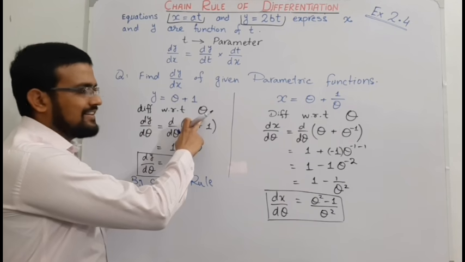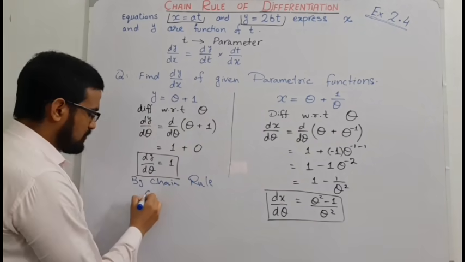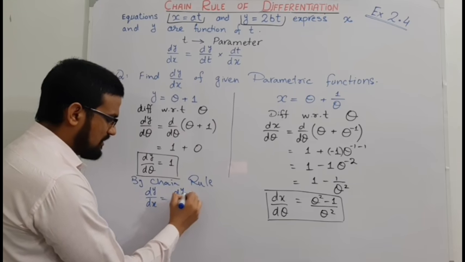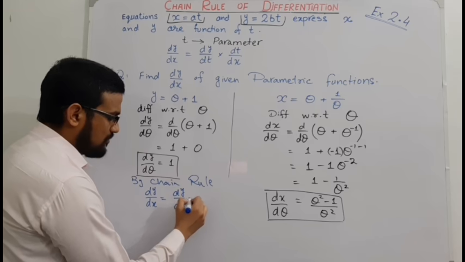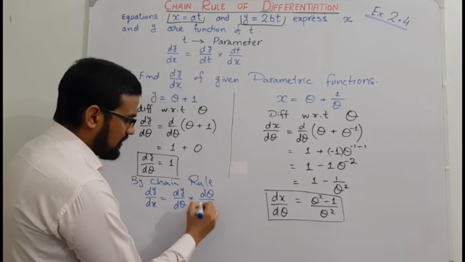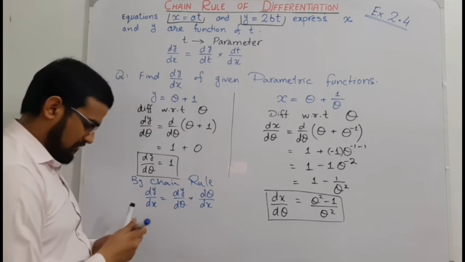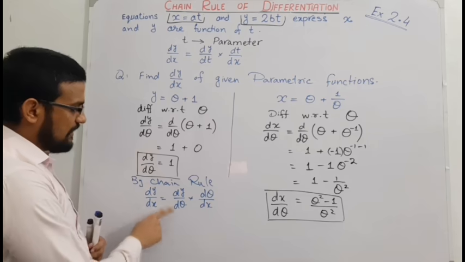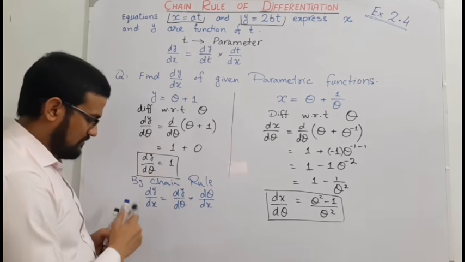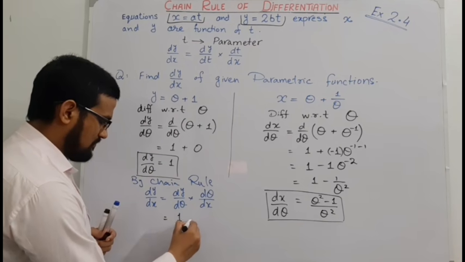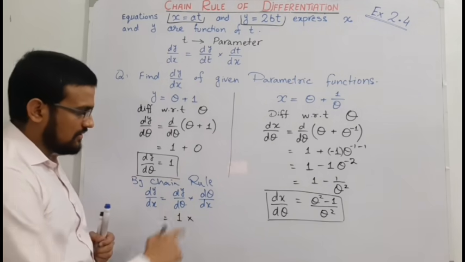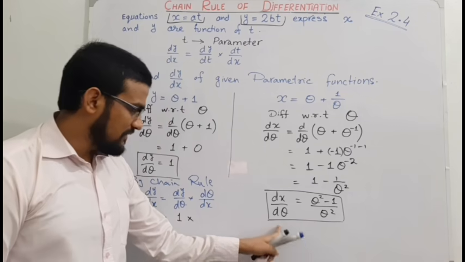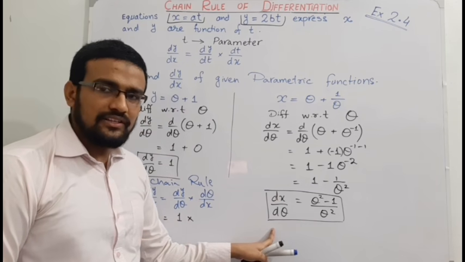Since theta is a parameter, dy over dx equals dy over d theta multiplied by d theta over dx. Here, what is the value of dy over d theta? It is 1, multiplied by d theta over dx. Students, focus on this one, dx over d theta.